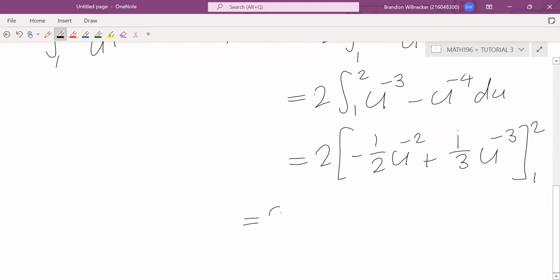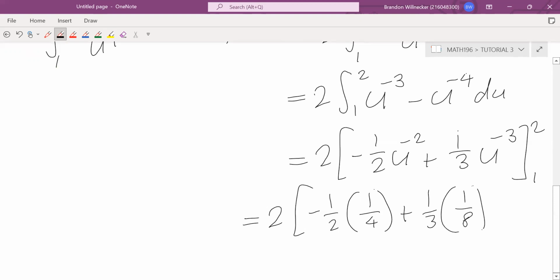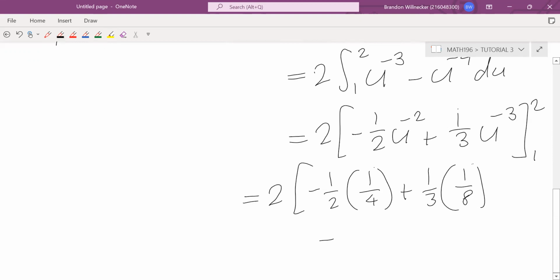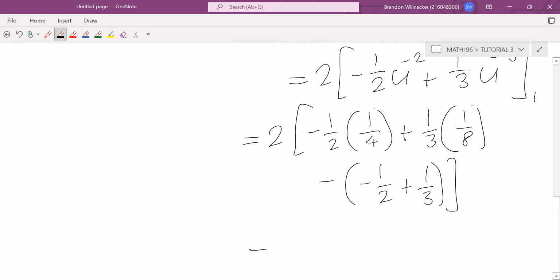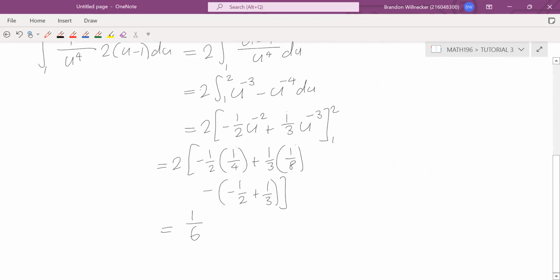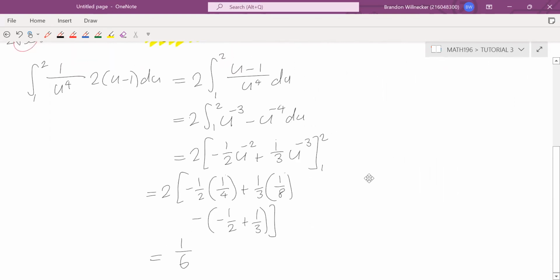So let's substitute in. So we have 2 times minus 1/2 and then 2 to the minus 2, that's going to be 1/4, plus 1/3, 2 to the minus 3, that's going to be 1/8. Now minus, we need to evaluate at the lower bound. It's going to be minus 1/2 plus 1/3. Okay, so now we can just add these fractions all up, find a common denominator, and in the end, you'll see that this is 1/6. Okay, so that's our final answer after adding all the fractions together.